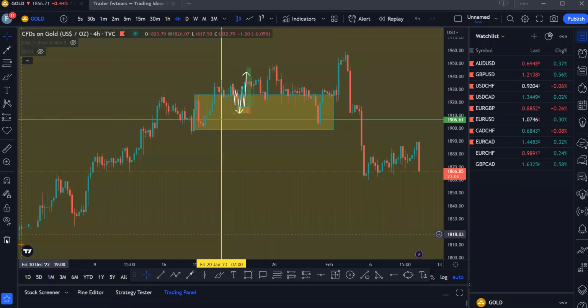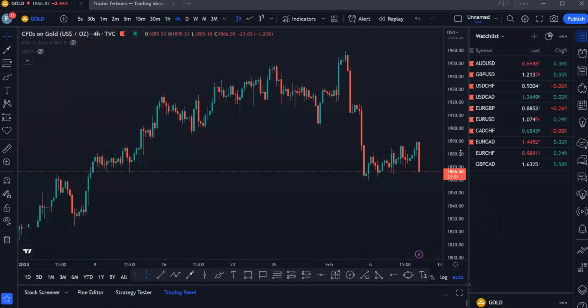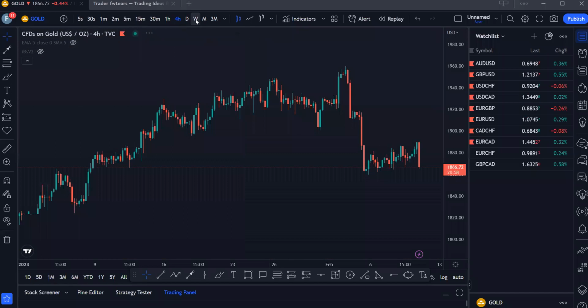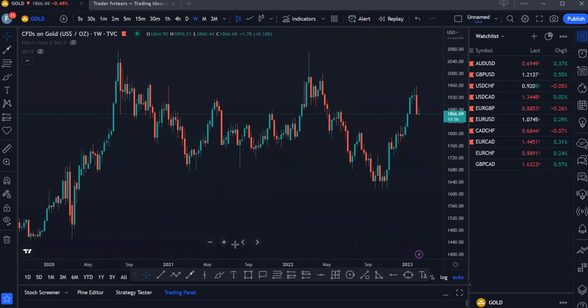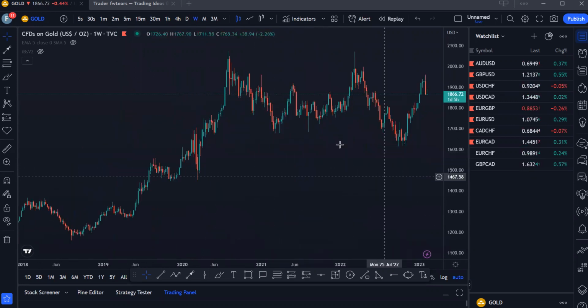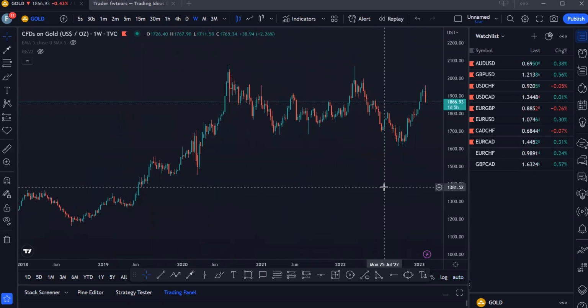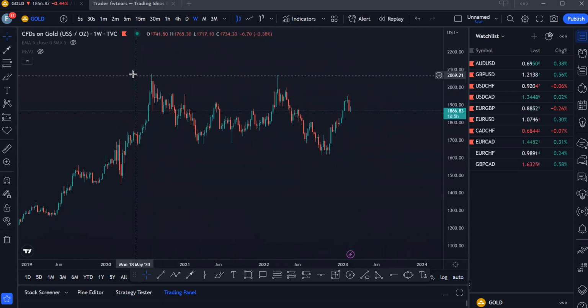All right. So gold, let's start from the weekly. When you go to the weekly time frame, you want to take a look at what is going on, the market structure. And by market structure, is price in an uptrend or is price in a downtrend? Is price currently in a supply zone or is price in a demand zone? That is what you are looking forward to figuring out.